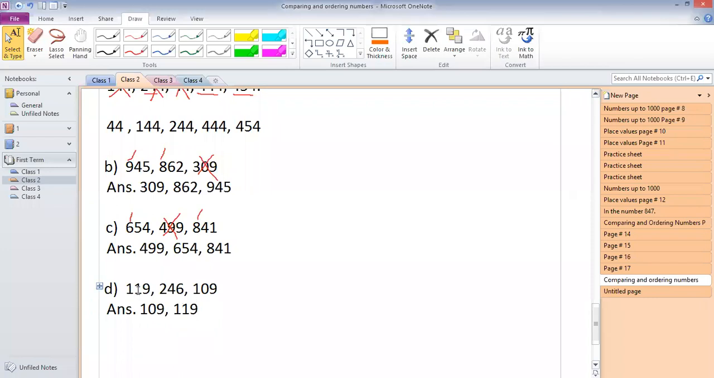Why? Because 100 is smaller than 200. Then the last value which is left is 246. So this is how you will arrange it from smallest to largest. Clear, guys? Yes, sir. I want to answer. Yes, sir. Very good. You don't need to copy it down in your notebook, okay?